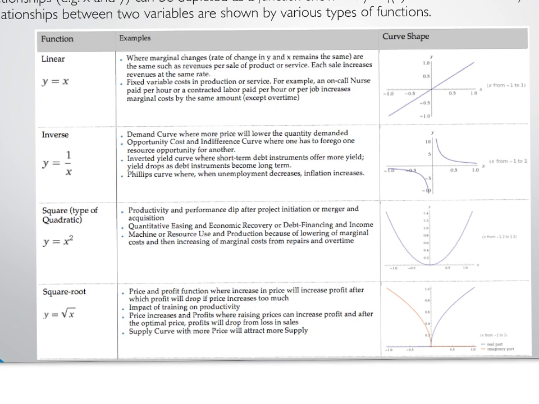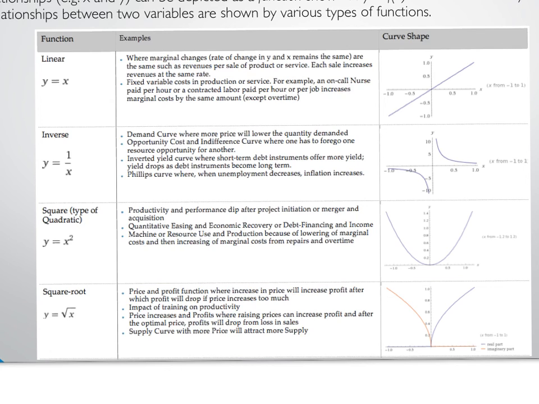So inverted yield curves, where short-term debt instruments offer more yield. So yield drops as debt instruments become long-term. So as you're saying, if it's a shorter-term debt instrument, you have to offer more yield, but yield will drop if the instrument becomes long-term, if debt becomes long-term. That's an inverted yield curve.